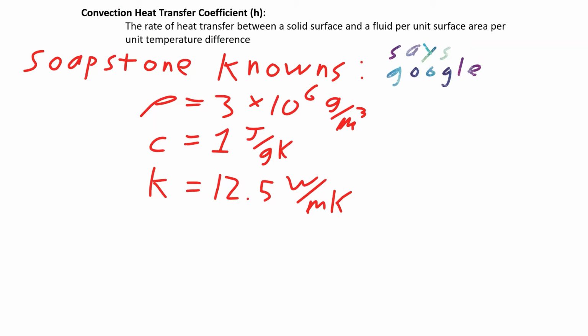So to find out why these stones don't chill liquid very well, I'm going to try to find the convection heat transfer coefficient h, which is the rate of heat transfer between a solid surface and a fluid per unit surface area per unit temperature difference. My whiskey stones are made of soapstone, so I looked up some knowns on Google and found the density, the specific heat, and the thermal conductivity.